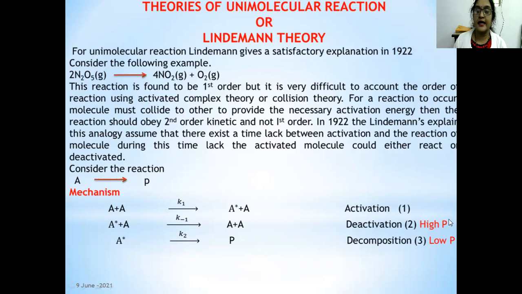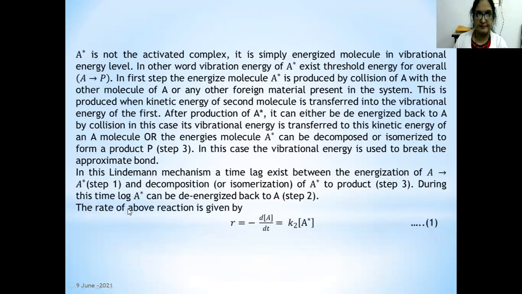This is at higher pressure. And again, A star may have a chance to form a product. In that case, let K2 be the rate constant for the decomposition or the formation of product. K1 is the rate constant for the formation of the energized species. Then K minus 1 is for the deactivation or de-energization of the activated species.